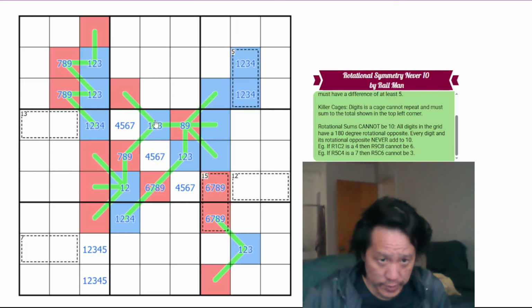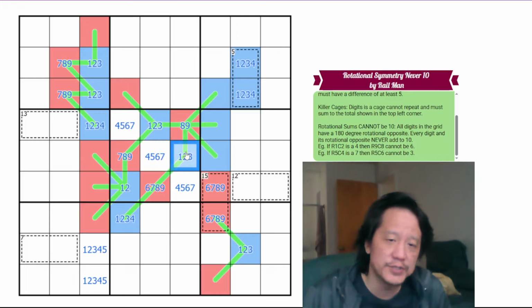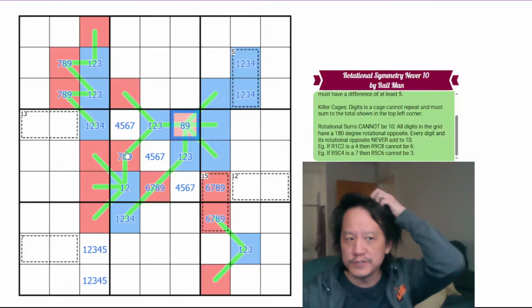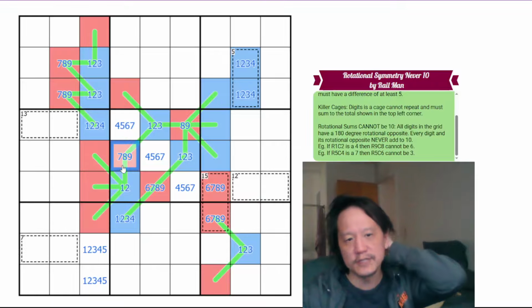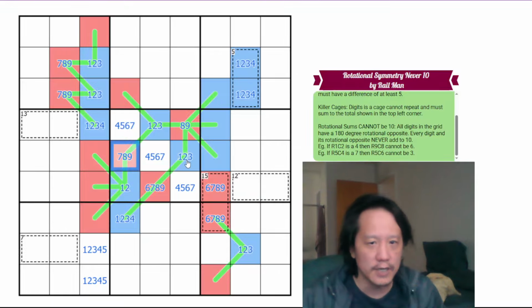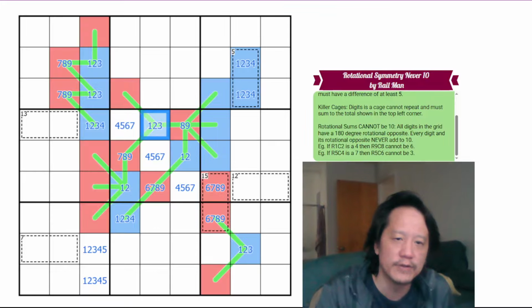If this is 3, this has to be 8, 9, and 8. So if this is 3, this is guaranteed to be 8, 9, and 8, 9. But that would force this to be a 7. And then 3 and 7 would add up to 10, and they're rotationally opposite each other. So this cannot be 3.